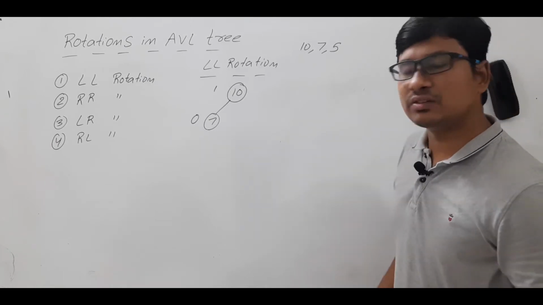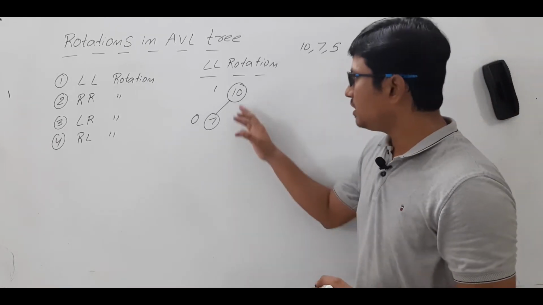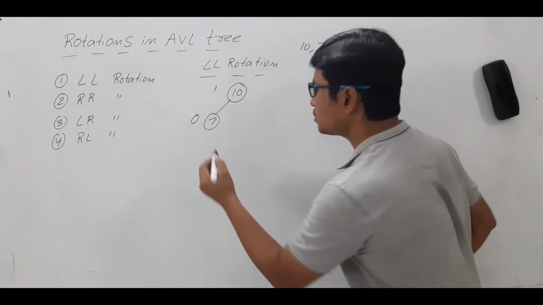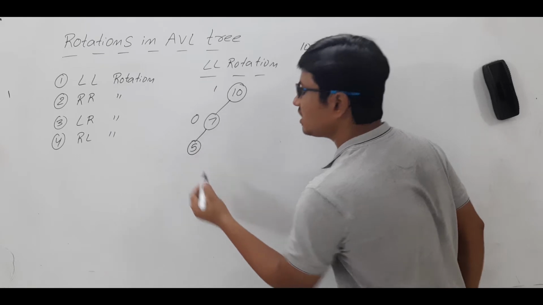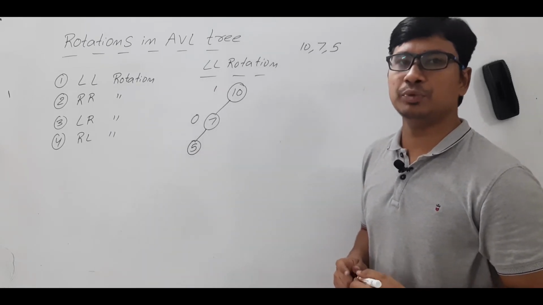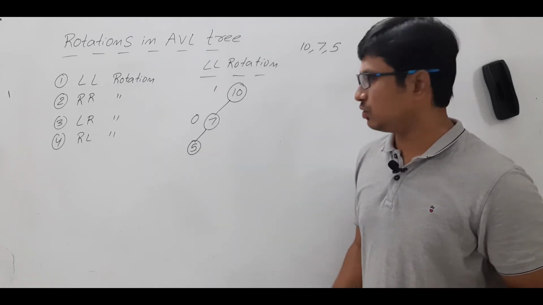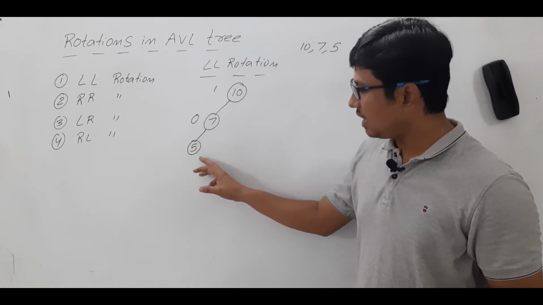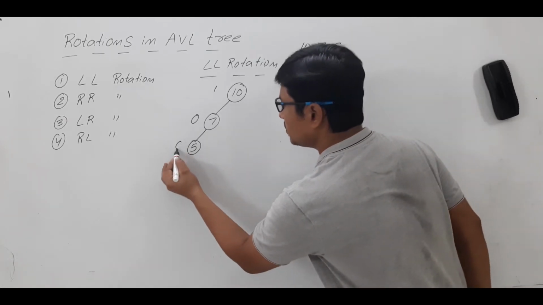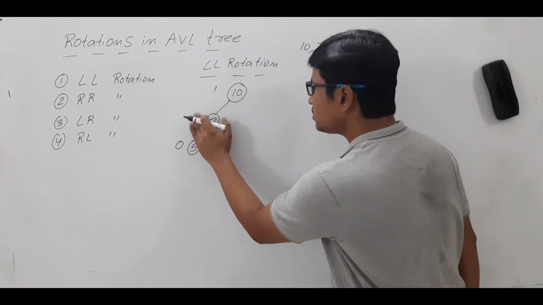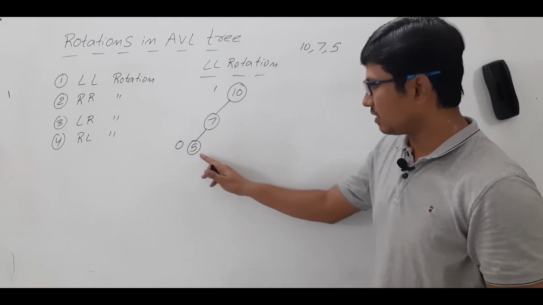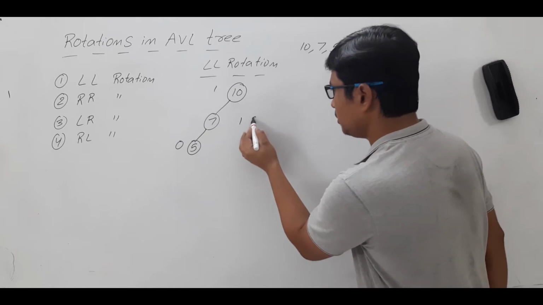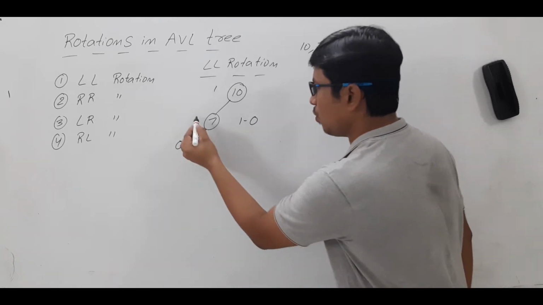Now I need to insert 5. Where should I insert 5? 5 is less than 10, so I will go to the left subtree. 5 is less than 7, so I will insert here. After inserting 5, again you need to compute the balancing factor of each node. For this node, the height of the left subtree is 0, the height of the right subtree is 0, so this will be 0. For the next node, the height of the left subtree is 1, the height of the right subtree is 0, so 1 minus 0 is 1.